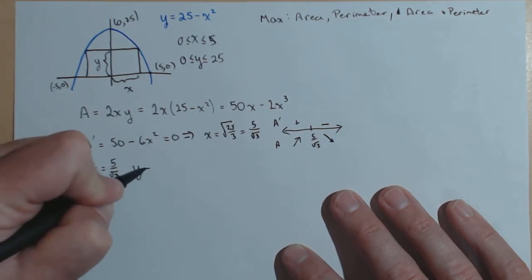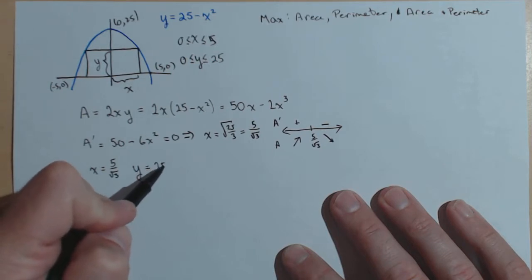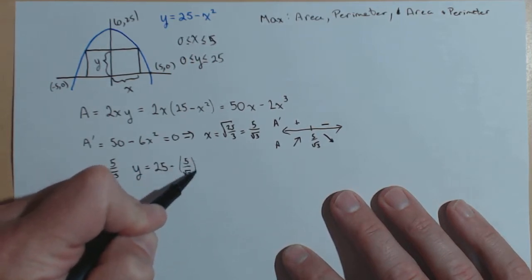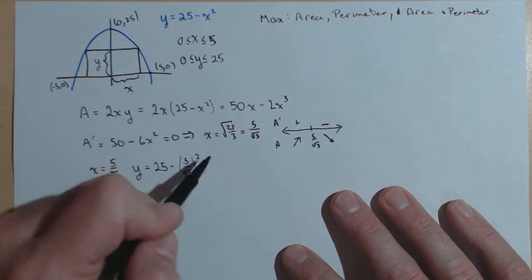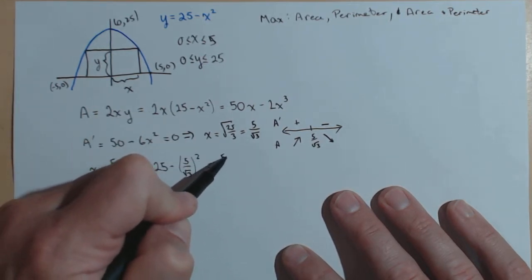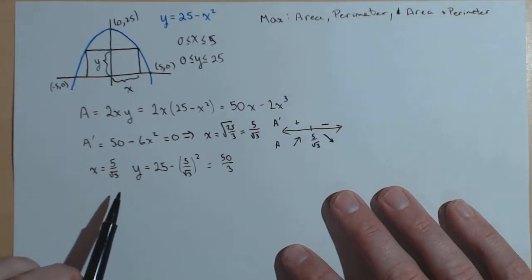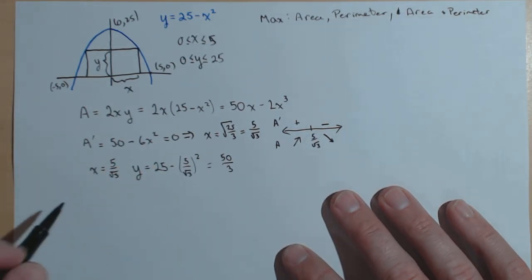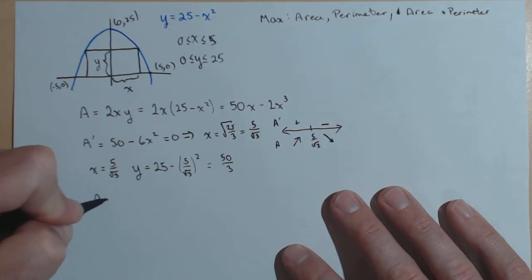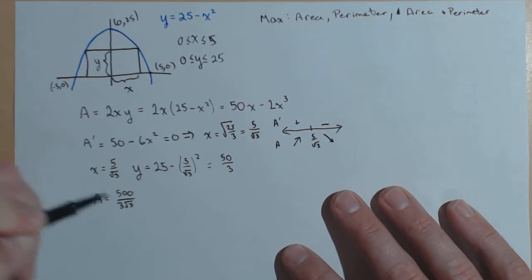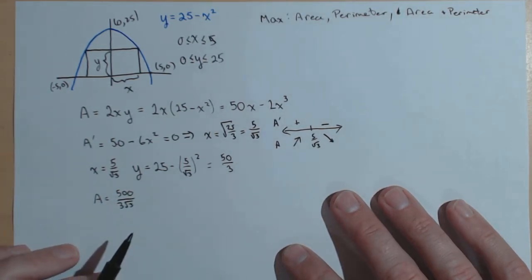Now to get our y, we plug it in. We have 25 minus (5 over rad 3) squared, which if you do the work on that is 50 thirds. So there are the dimensions that yield the maximum area. If you want to actually multiply that out, you're going to get 500 over 3 rad 3 as our maximum area for this situation.